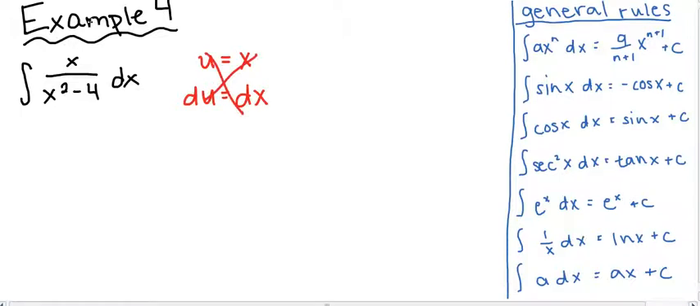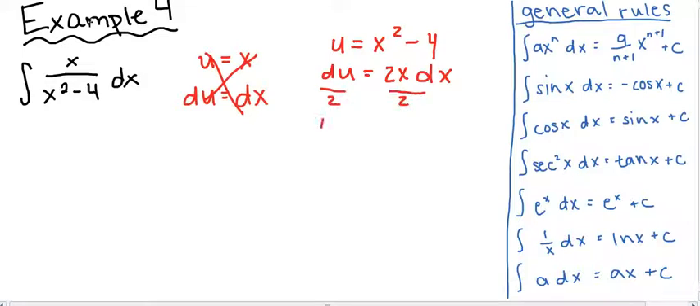Now we will try making u equal to the denominator. So u will equal x squared minus 4. We will then take the derivative and get du equals 2x dx. We can then divide both sides by 2 and get 1/2 du equals x dx. Then we can rewrite the integral as the integral of 1 over u times x dx.